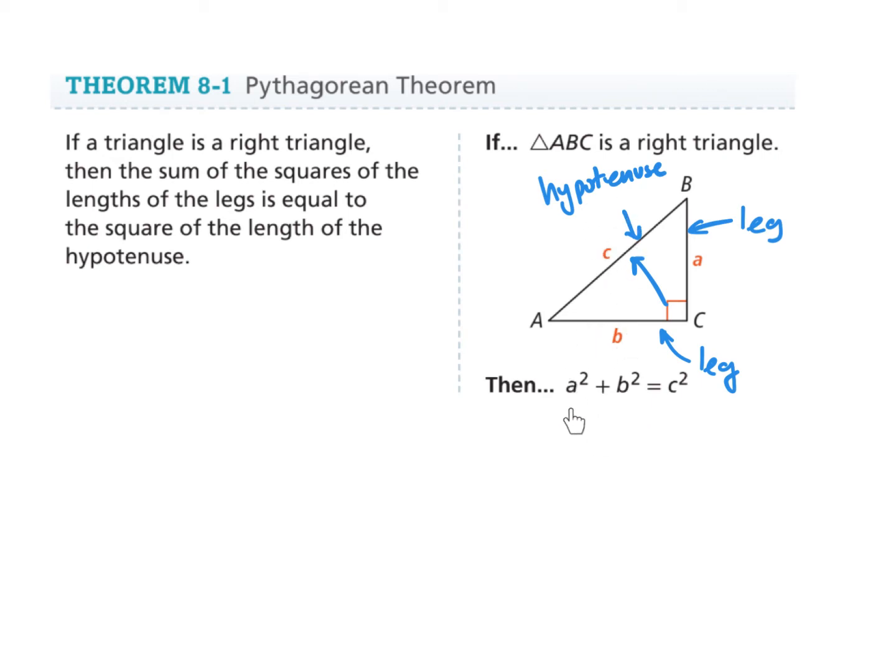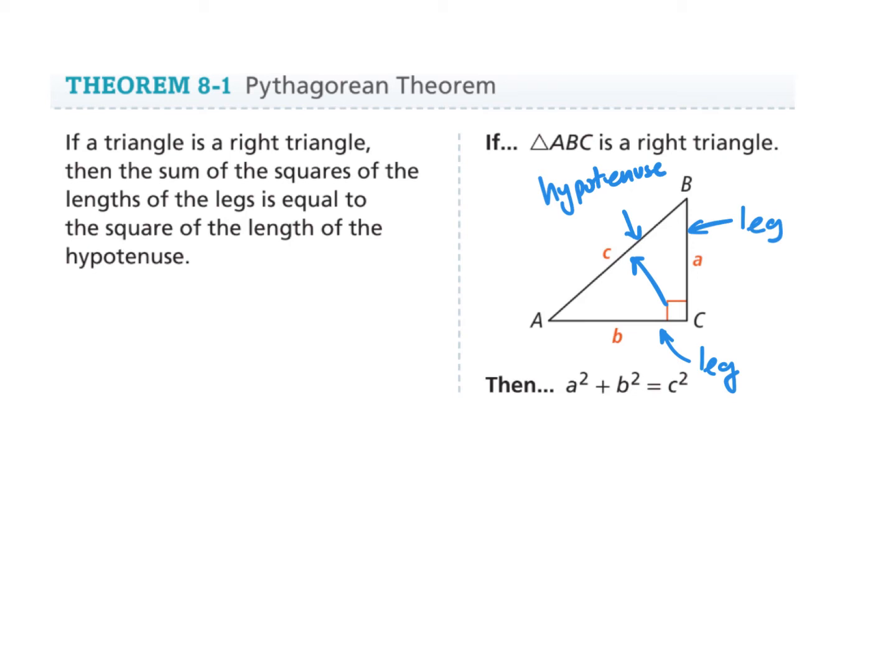Then the Pythagorean theorem tells us that if we square each leg length and add them together, so A squared plus B squared, that will equal the square of the hypotenuse length. So we usually just think of the Pythagorean theorem as saying A squared plus B squared equals C squared.